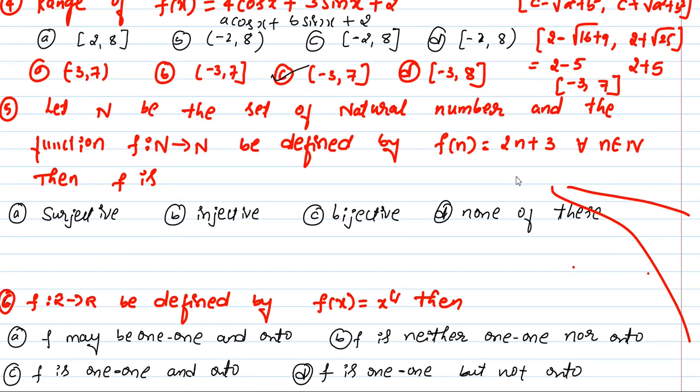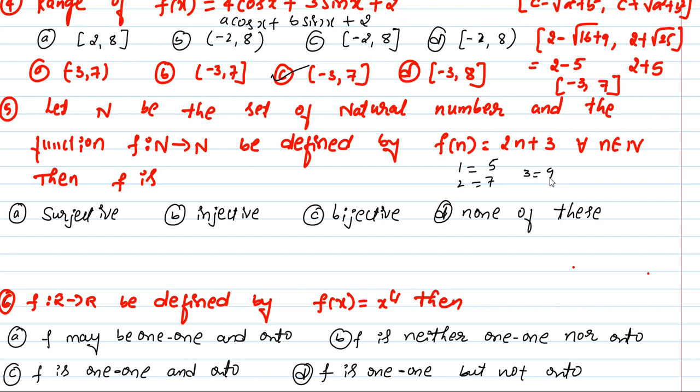Next, look at the next question. Let N be the set of natural numbers and the function f mapping from N to N be defined by f of n is equal to 2n plus 3 for all n belongs to N, then f is. So put n is equal to 1 here, we'll get 5. Put n is equal to 2, we'll get 7. Put n is equal to 3, 2 threes are 6, 9.